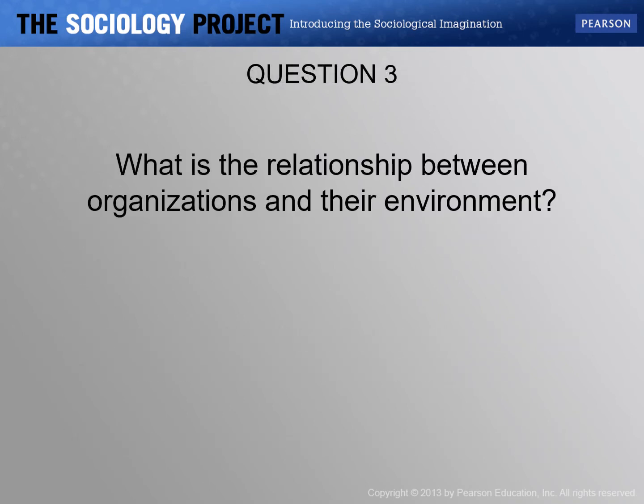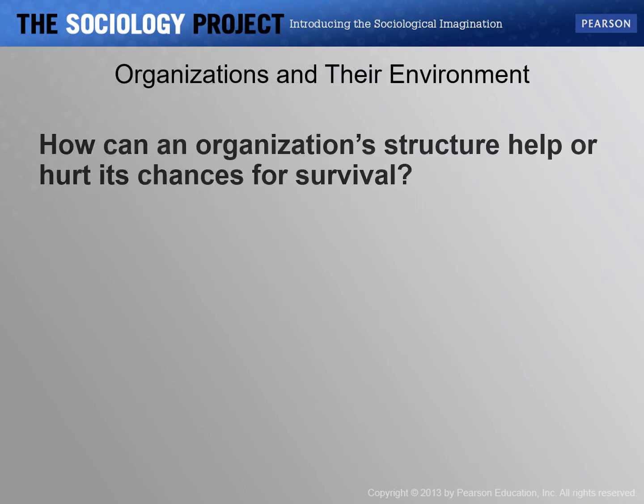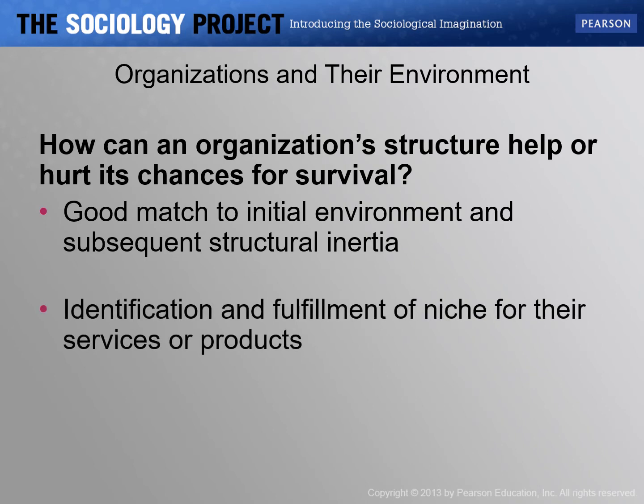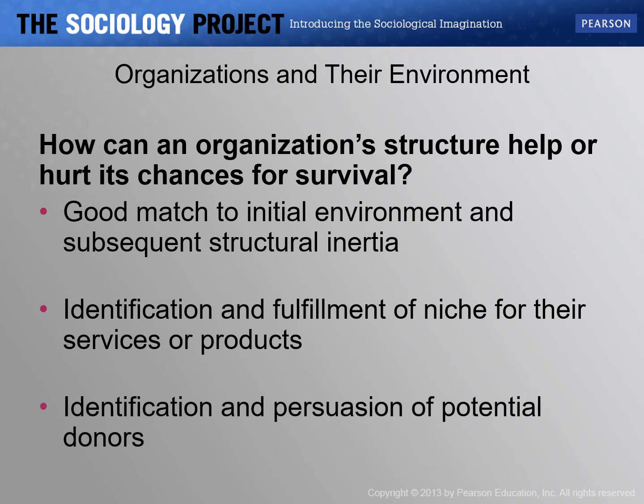Question 3 is, what is the relationship between organizations and their environment? Organizations and their environment include how organization structures can help or hurt the chances for survival. Think about this from an evolutionary perspective. Good match to initial environment and subsequent structural inertia, that is movement. Identification and fulfillment of a niche for their services or products, which is important. And of course, identification and persuasion of potential donors.